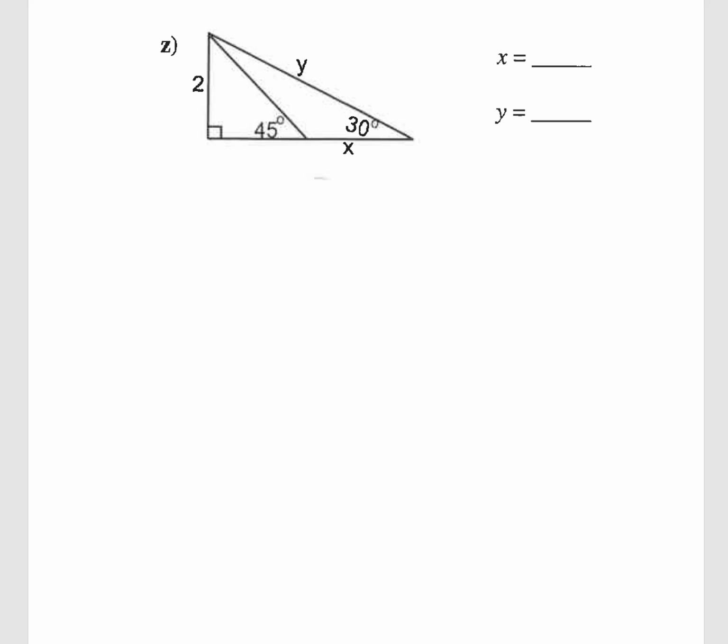Part Z is asking us to solve for x and y in this diagram. So the first thing we can do is figure out what this angle is up here. And we know that angles in a triangle have to add up to 180 degrees. And so 180 minus 90 minus 30 gives us 60 degrees. So this angle here is 60 degrees.